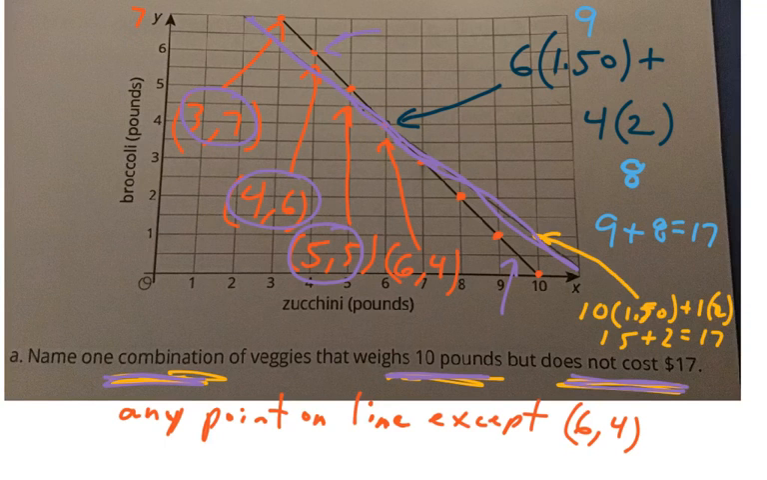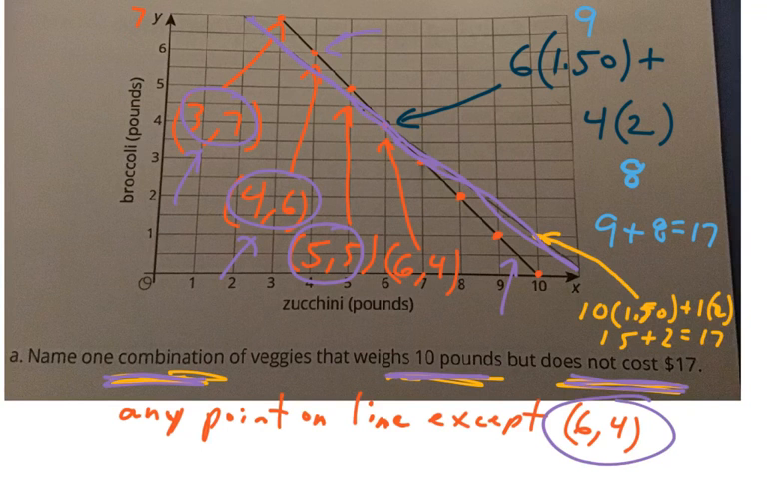Now, you could have more than one answer. As a matter of fact, you could have picked any one of these I already pointed out, except for 6-4, because 6-4 is the answer we want in the end. That one actually costs $17. But basically, you could have picked any one of the points I point out.